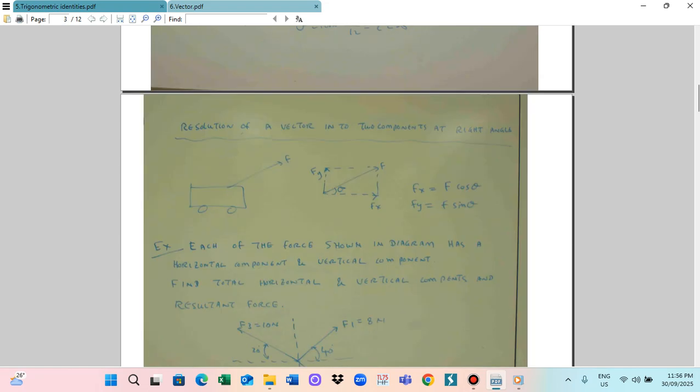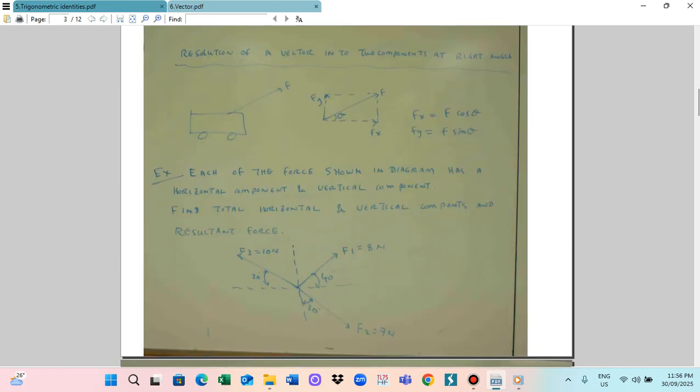So we can resolve this F into Fx and Fy. In this case, the angle between the horizontal and the hypotenuse is theta. So you can calculate Fx is equal to F cos theta, and Fy is equal to F sin theta. This means that the resultant F can be divided into two components: one horizontal and another vertical. So this is the resolution of the force into two components at right angles.